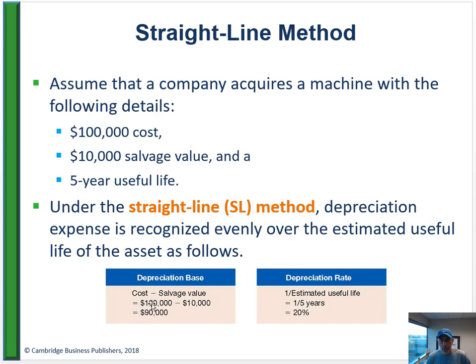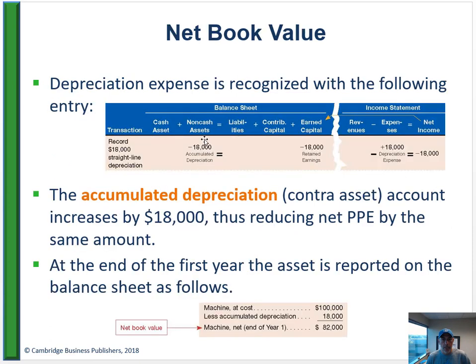So 100,000 was the cost. We subtract the salvage value, which gives us a $90,000 depreciable base. 90,000 is the amount of depreciation that we're going to run through the balance sheet, over a period of 5 years. So we take 90,000 and divide by 5, or identify the percentage that we're going to depreciate every year. Dividing by 5 is the same thing as multiplying by 20%. That's our depreciation rate, and that comes to $18,000, which we would enter on our income statement.